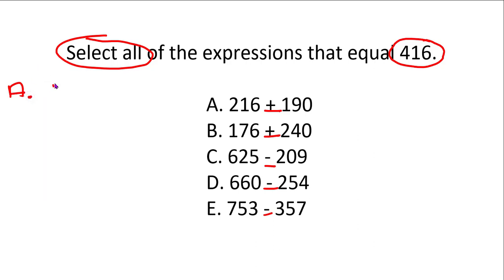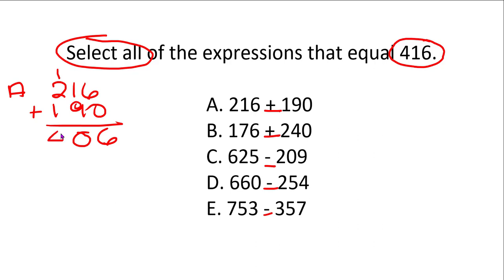Let's start with A. So we're working with 216 plus 190. So that's 6 plus 0 is 6. 1 plus 9, that's 10. So the 0 goes here in the tens place, and we place the 1 over in the hundreds place. 2 plus 1 plus 1, that's 406. So that does not work out to be 416. The sum is not 416.